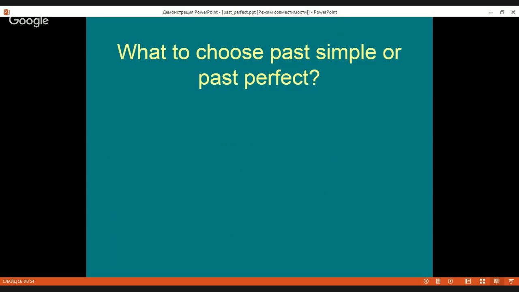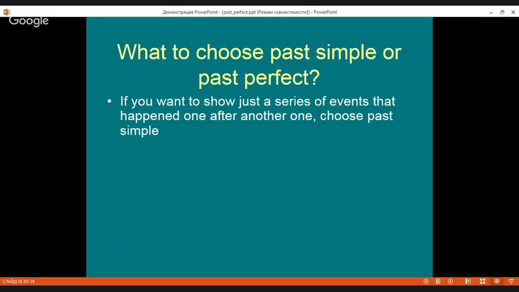Let's move on, guys. So, we have already said that past perfect normally indicates the earliest of several actions in the past. So normally it goes hand in hand with past simple, with the action which happens next. So what to choose, past simple or past perfect, in a story, in a situation? Well, guys, you need to remember, if you want to show just a series of events that happened one after another almost immediately, you choose past simple. Look at this example. I came home and went to bed, one after another almost immediately.